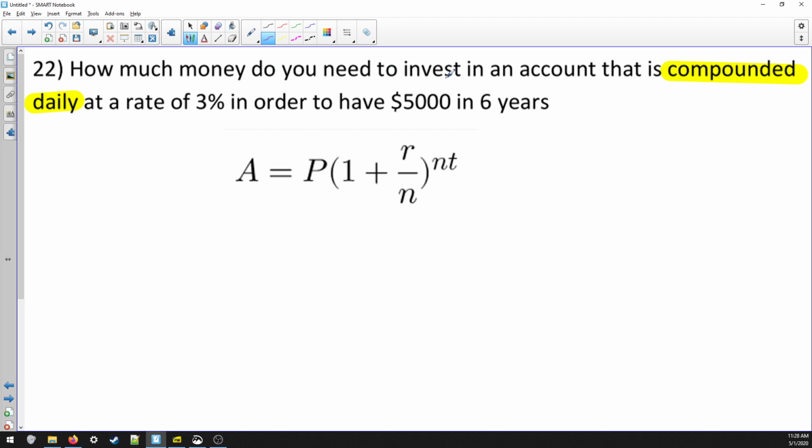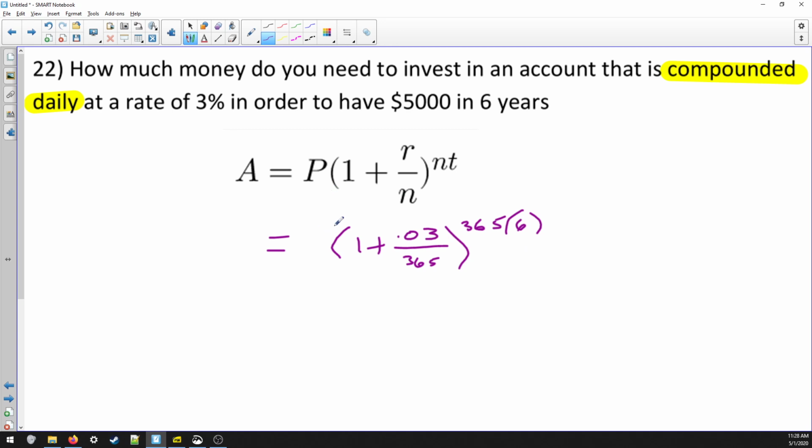So if I plug what I know from this problem into my equation, here's what I know. The rate we just said was 3%, so that's going to be 0.03. The N value is always, always going to be determined by what comes after the word compounded. Compounded daily means 365 times in a year. So I'm going to make N 365, which means it's also going to be 365 in the exponent. And then 6 years is my T.